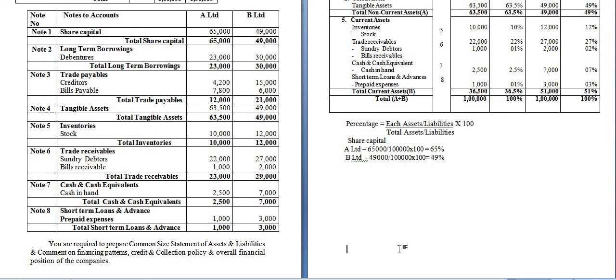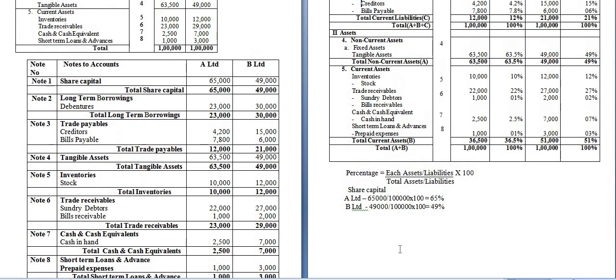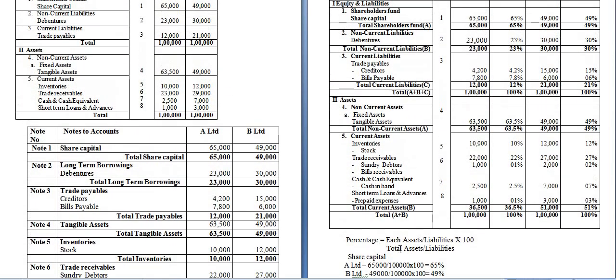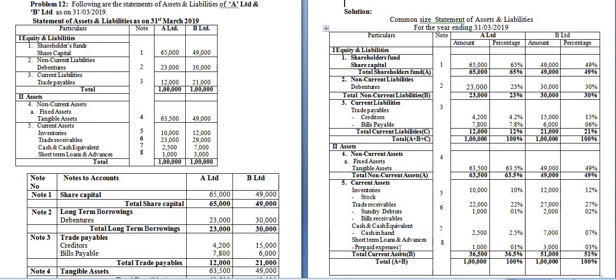Okay. I hope you are clear with the preparation of common size income statement as well as balance sheet. So here we conclude the preparation of common size statement. In the next class, we will be solving problems on trend analysis. Okay. Thank you.